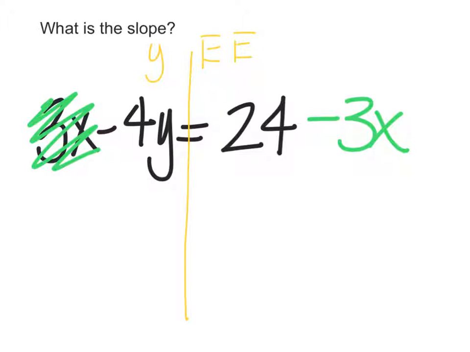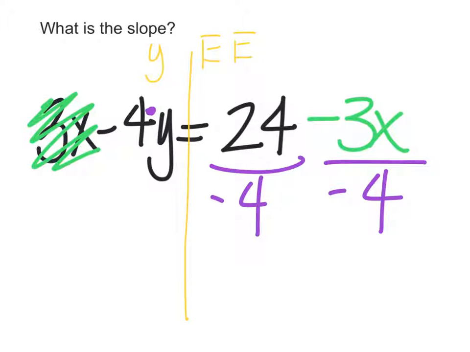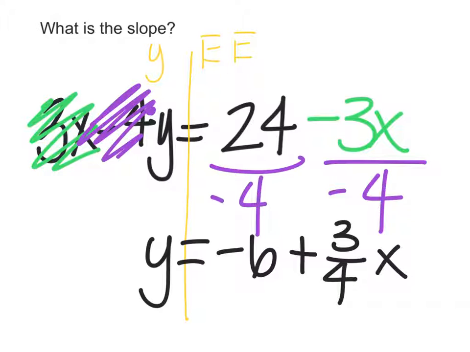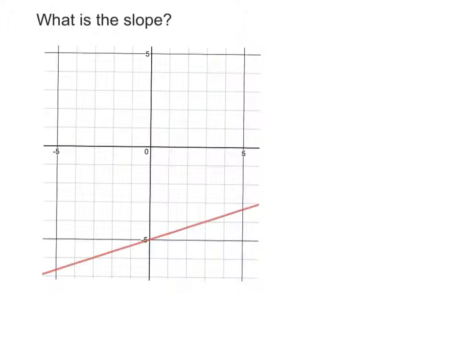Now we need to get rid of the number that's in front of y, which is this negative 4. Remember, negative 4 in front of y is multiplied by y. The opposite of multiplying by negative 4 is dividing by negative 4. So that's gone, and I'm left with y equals 24 divided by negative 4 is negative 6. Negative 3 over negative 4 is positive 3 over 4x. So my slope in this case would be the positive 3 over 4 because that's what's in front of x. So this would be my slope, 3 over 4.